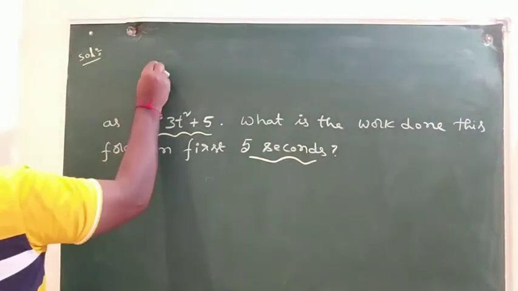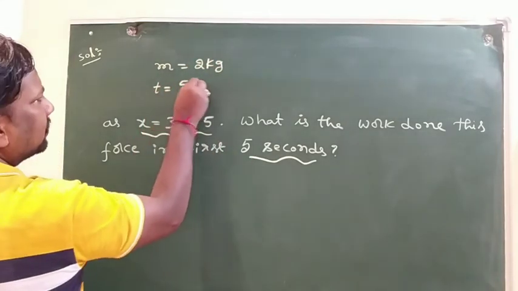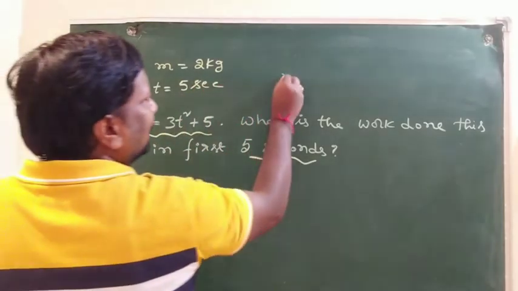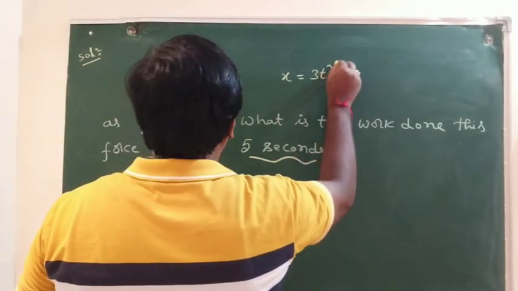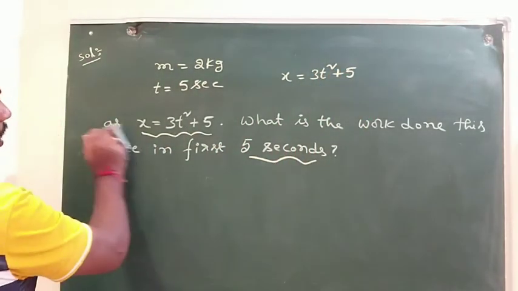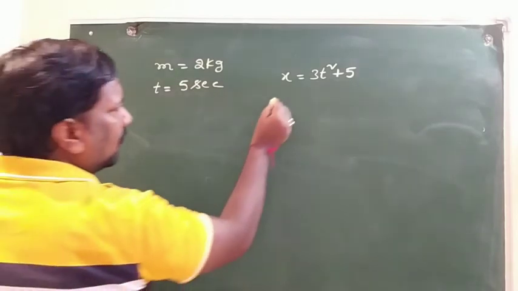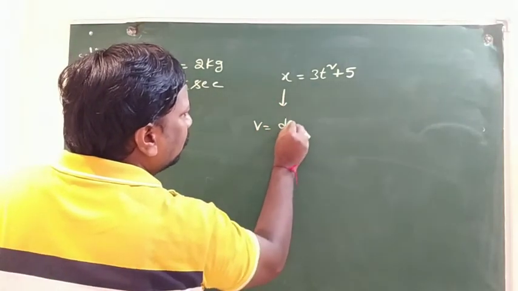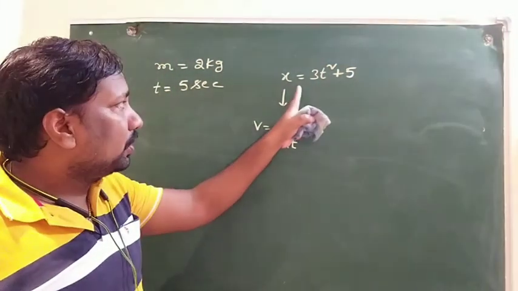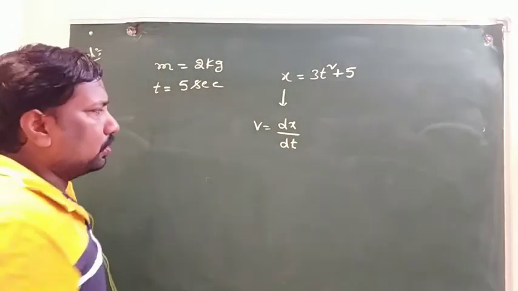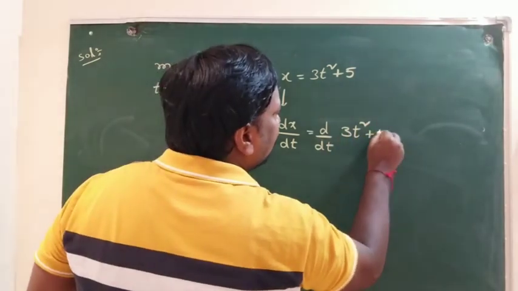Given data: mass of the block is 2 kg, time is 5 seconds, and its displacement as a function of time is x = 3t² + 5. Now in this problem we can find the velocity. Velocity v = dx/dt, so we differentiate the position with respect to time. d/dt of x means d/dt of (3t² + 5).